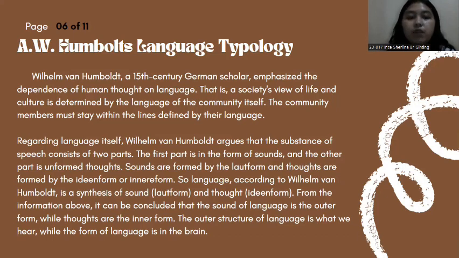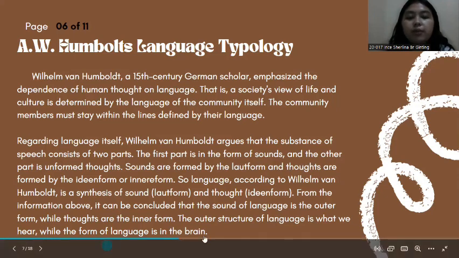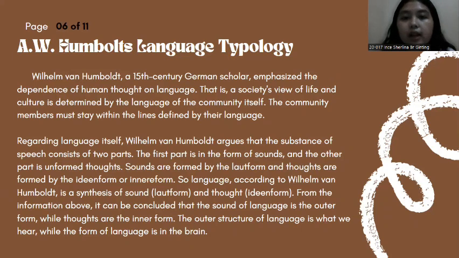From the information above, it can be concluded that the sound of language is the outer form, while thoughts are the inner form. The outer structure of language is what we hear, while the inner form of language is in the brain. Humboldt also made a classification of languages based on the loud form.